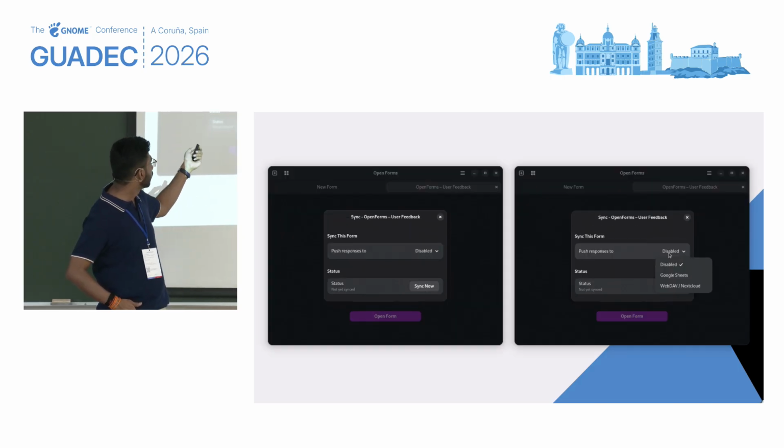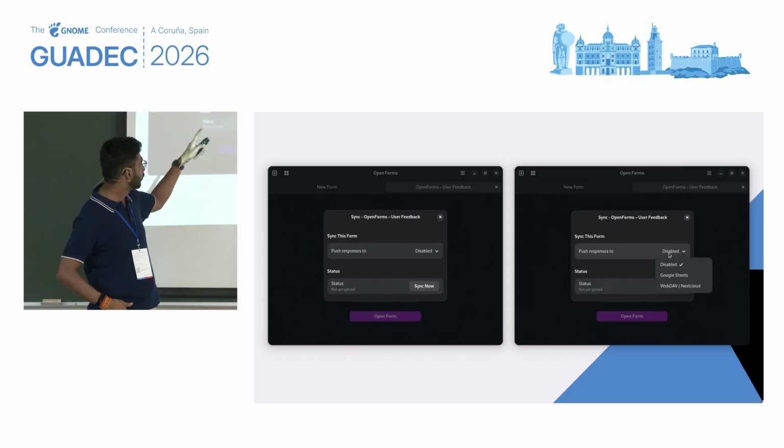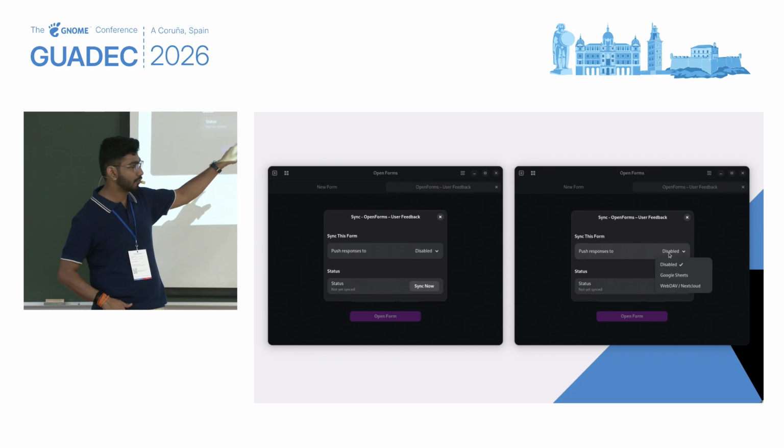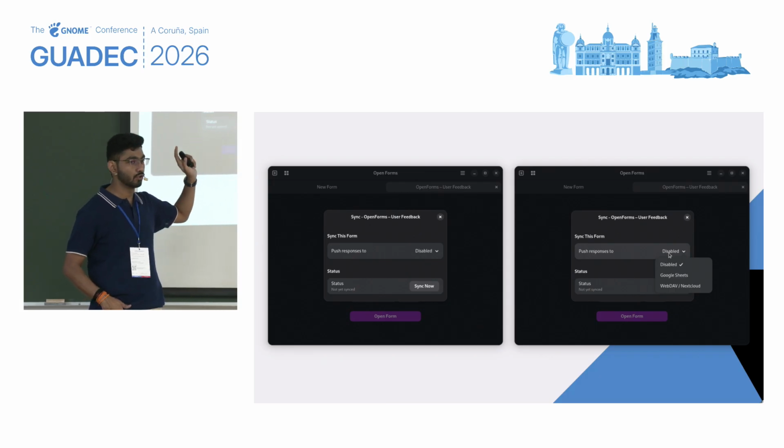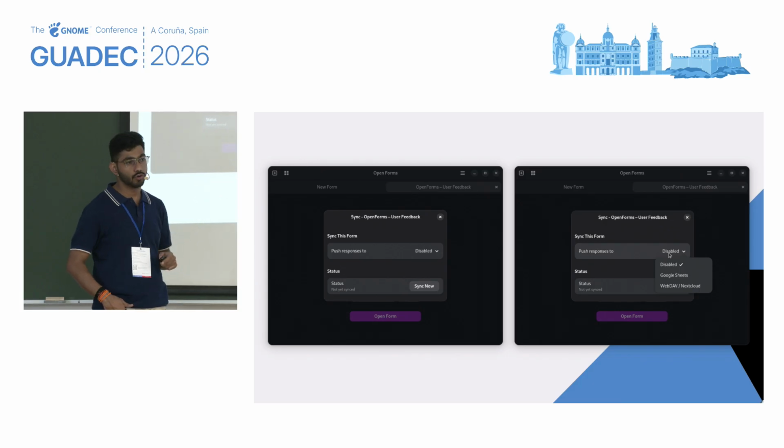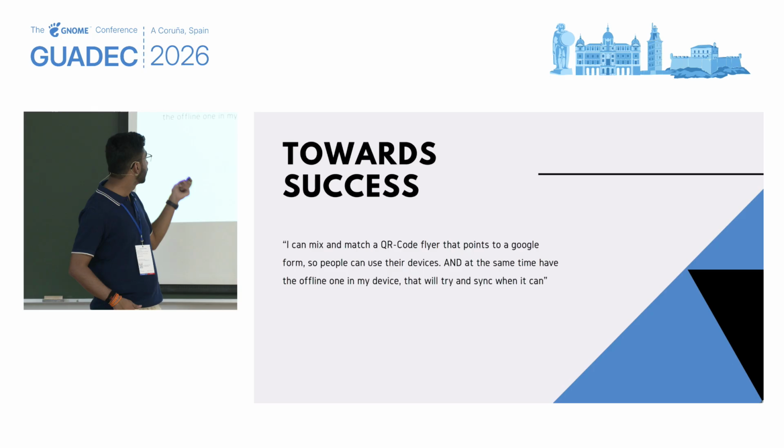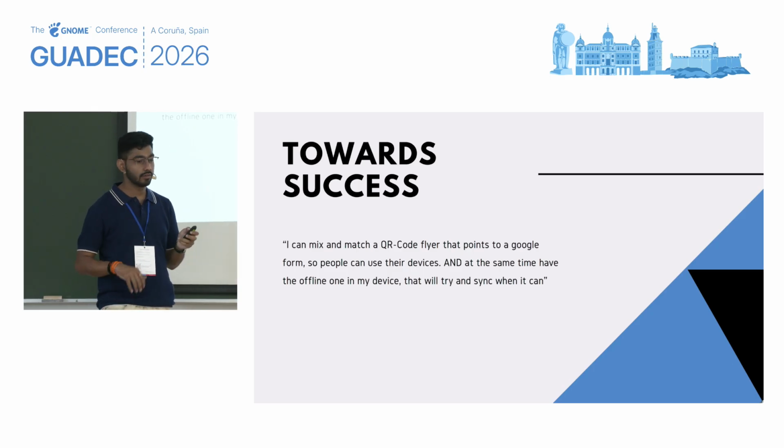So this is how the sync feature opens up. You can open a dialog box. You can select if you want to sync, or if you want to disable the whole sync thing. If you want to, then you choose which platform you want to sync with, and then you can select it and it will store the responses.